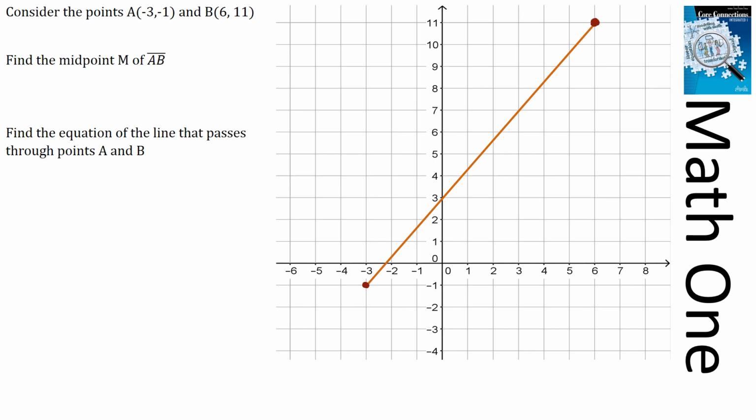The next question says, find the midpoint of AB. Well, to find the midpoint of something, I like to think of it as an averaging process. So if I look at it, my X values are starting at -3, and they're traveling all the way to +6. So what value is in between those is one of our concerns. Same thing for the change in the Y value at the midpoint, right? Y's are all the way up at 11, and they travel all the way down to -1. So we need to figure out the middle there.